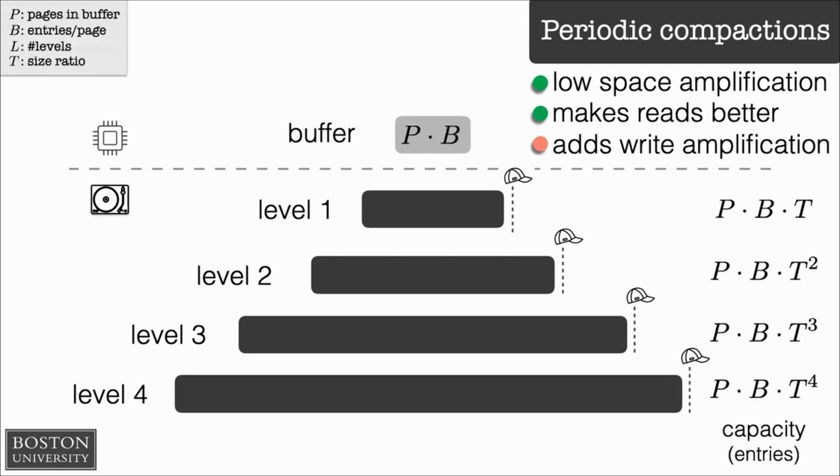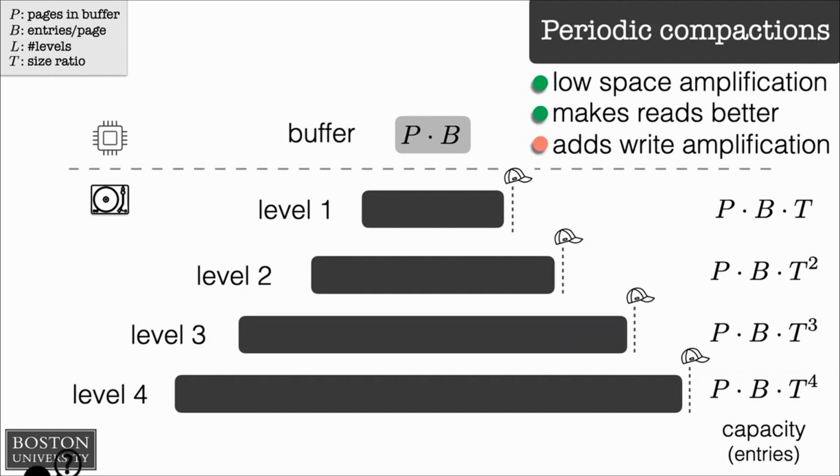Putting everything together, the sizes are given by these very simple equations. So P times B is the size of the buffer, P pages times B entries per page, and the size of every level is increasing in an exponential way with a factor of T every time.